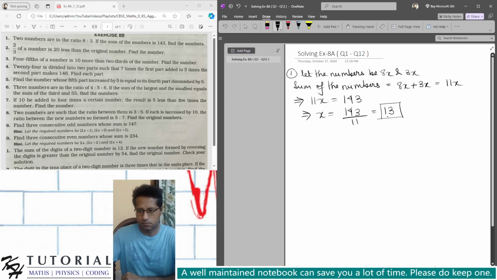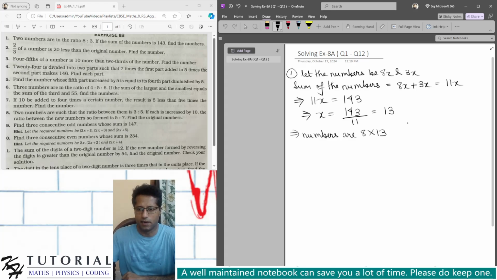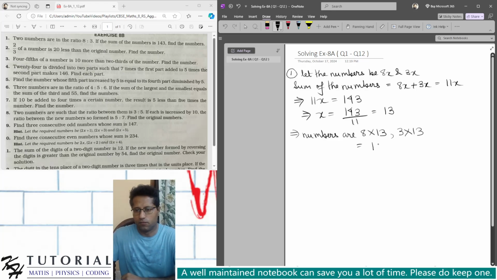But 13 is not the answer actually. With 13, we have found x. The numbers are 8x and 3x, and it has asked to find the numbers. This implies the numbers are 8 into 13, comma, 3 into 13. Since x is found to be 13, the numbers will be 8 into 13 and 3 into 13, which is equal to 104 and 39. So these are the numbers.